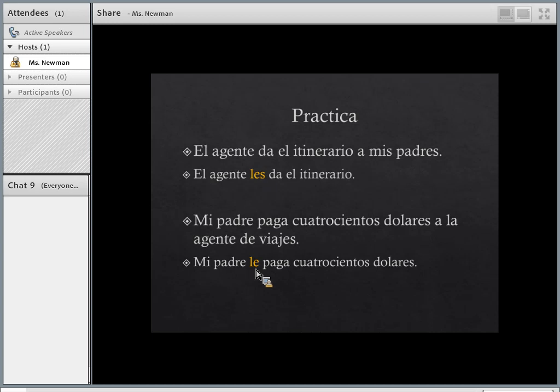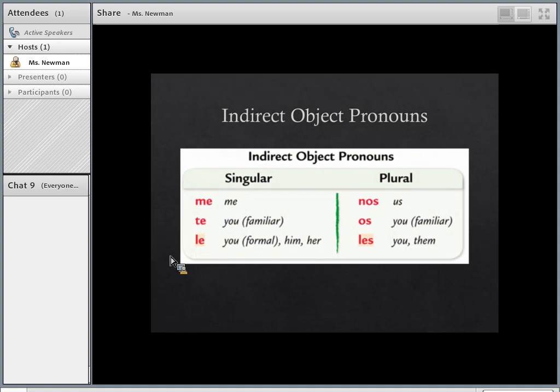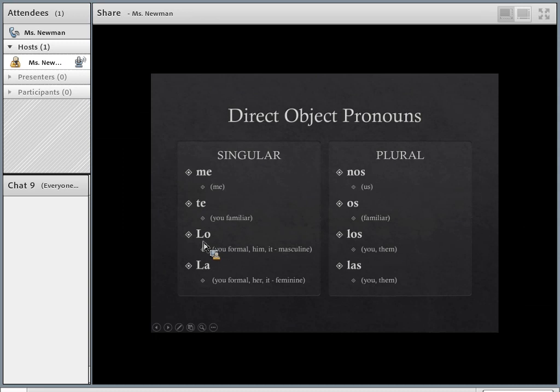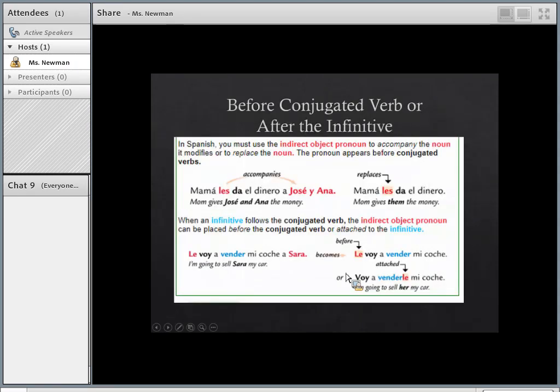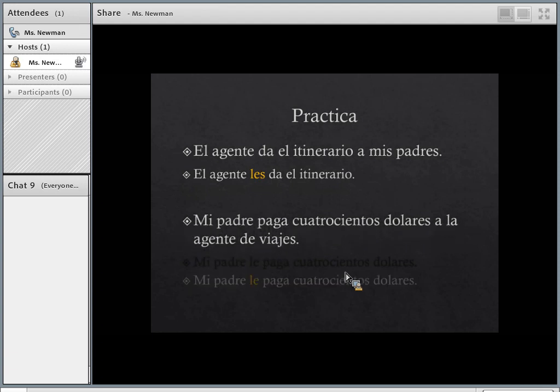So my father pays her, or him if we didn't know that, $400. So let's go back to our chart just for one second here. Just remember, we have le and les. So in this case, le is going to mean either him or her, right? Les is going to be you or them. So in this case, it's kind of interesting. We're not distinguishing directly between feminine and masculine in these, just singular or plural. Whereas with these direct object ones, we do. Lo, la, we do distinguish between feminine and masculine. So remember, les is them, le is him or her.